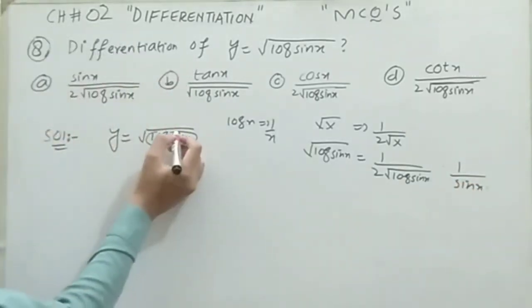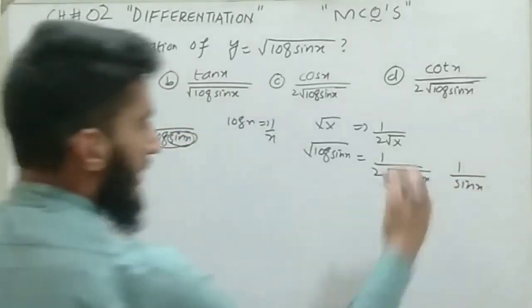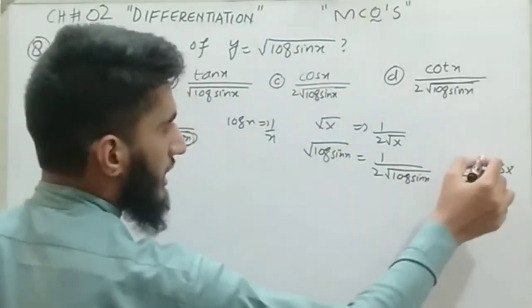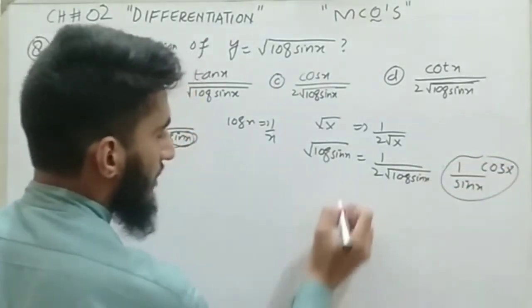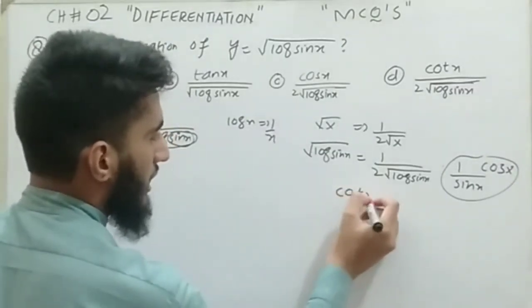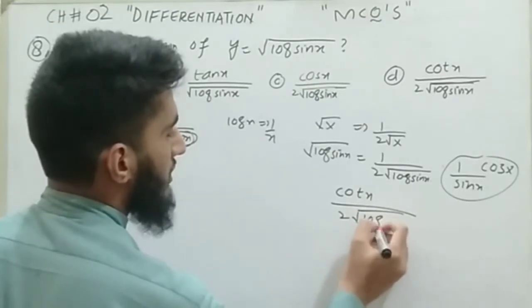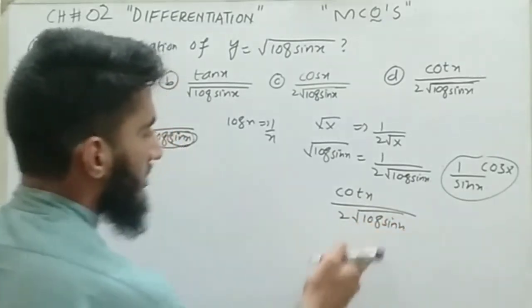Also take the derivative of this inner function sin x. So the derivative of the inner function sin x is cos x. You know that cos x divided by sin x gives us the value cotangent x. So it becomes cotangent x divided by 2 into the root of log of sin x. So this is the whole derivative.